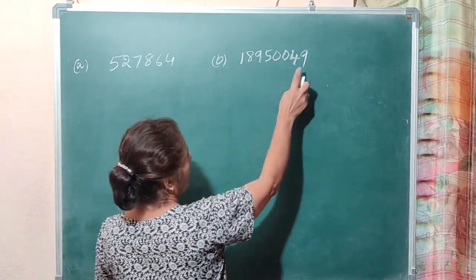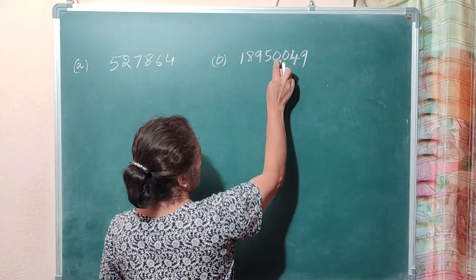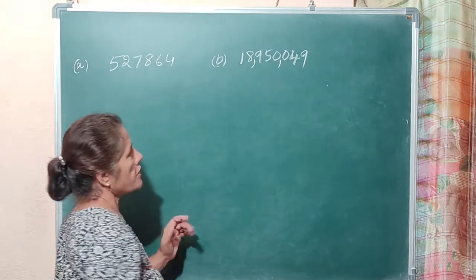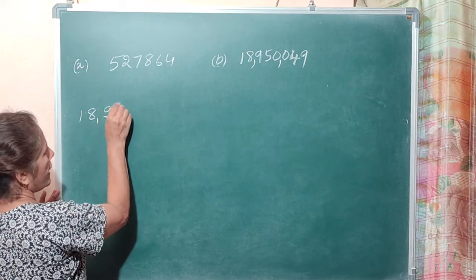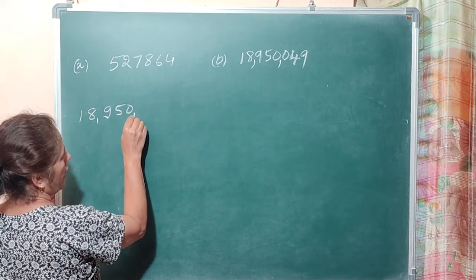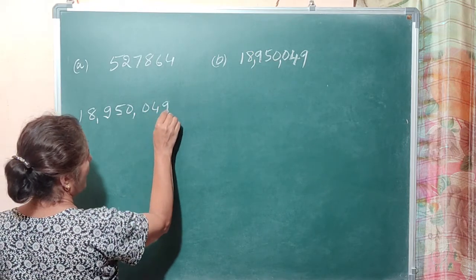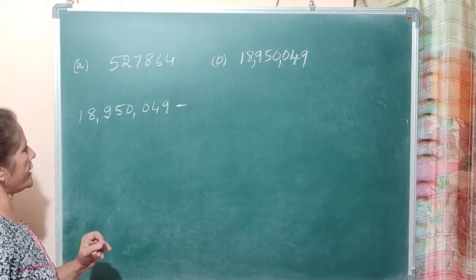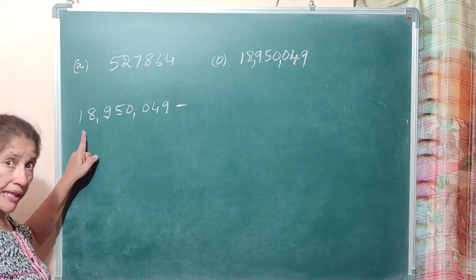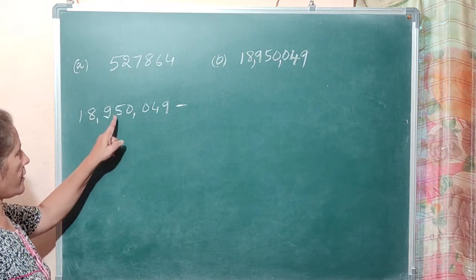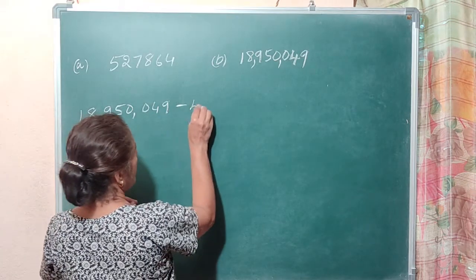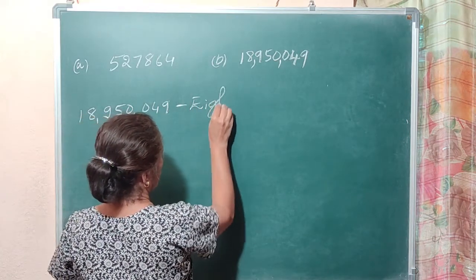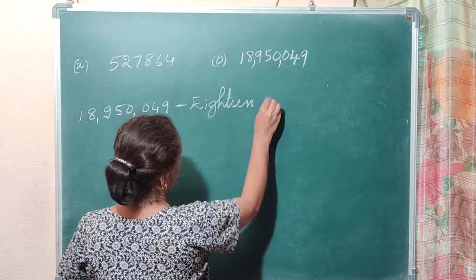We'll try to put commas: 1, 2, 3, comma, 1, 2, 3, comma. So how do you read this? 18, 950, comma 049. Am I right? This is the number. How do you read this? 18,950,049. So how do you write it? 18 million.